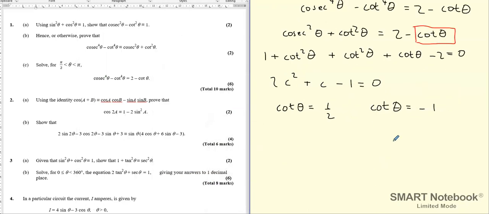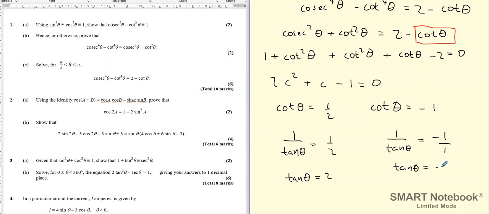Now, cot theta is 1 over tan theta. So 1 over tan theta is equal to a half, or tan theta equals 2 from there. Or 1 over tan theta equals minus 1 over 1. So tan theta is going to equal minus 1.